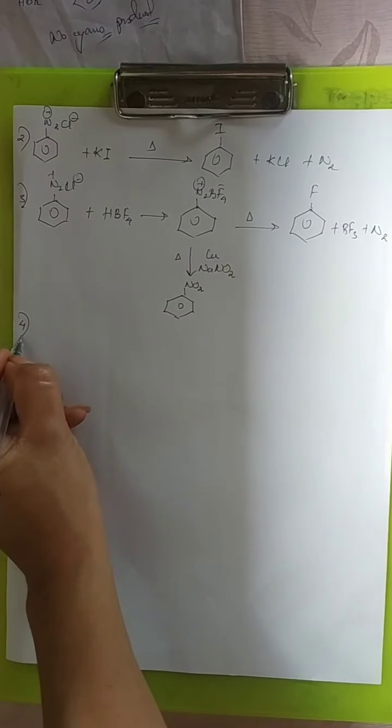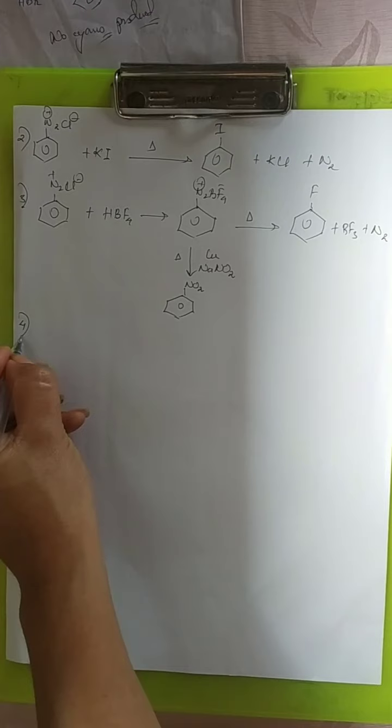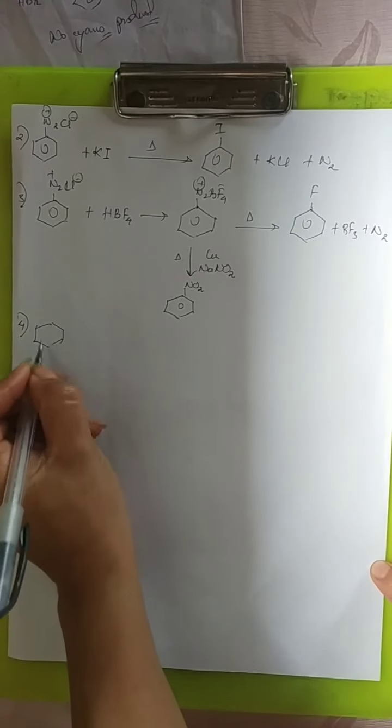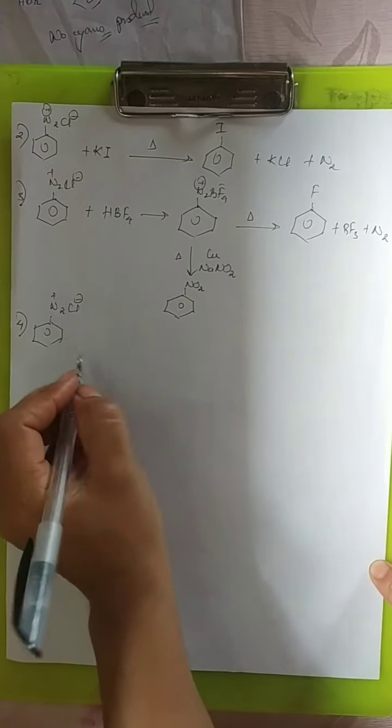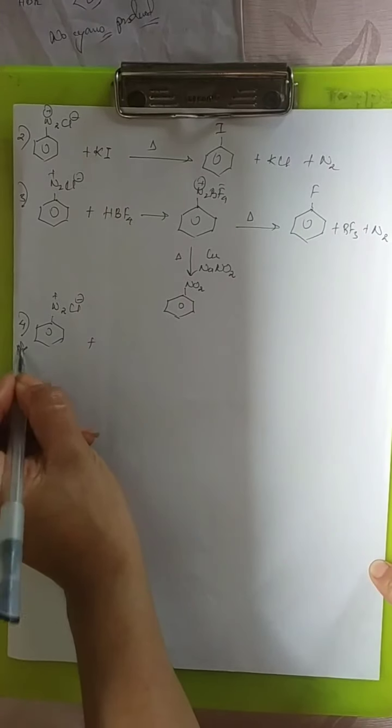The fourth one here is replacement by hydrogen. Our benzene diazonium chloride. This is a very important reaction.